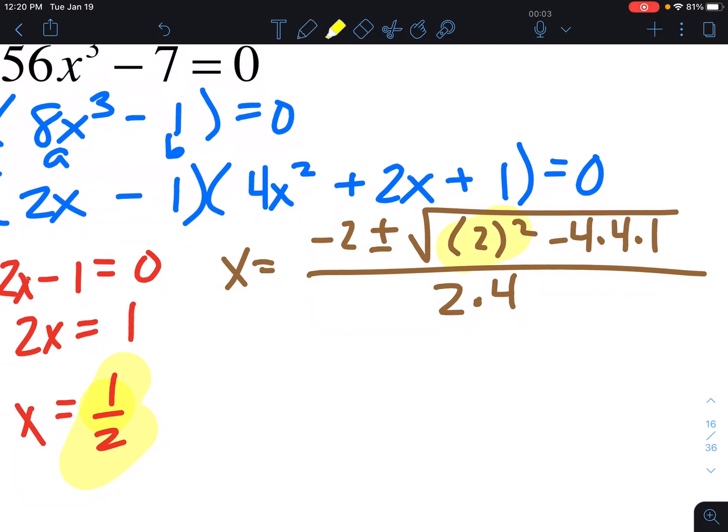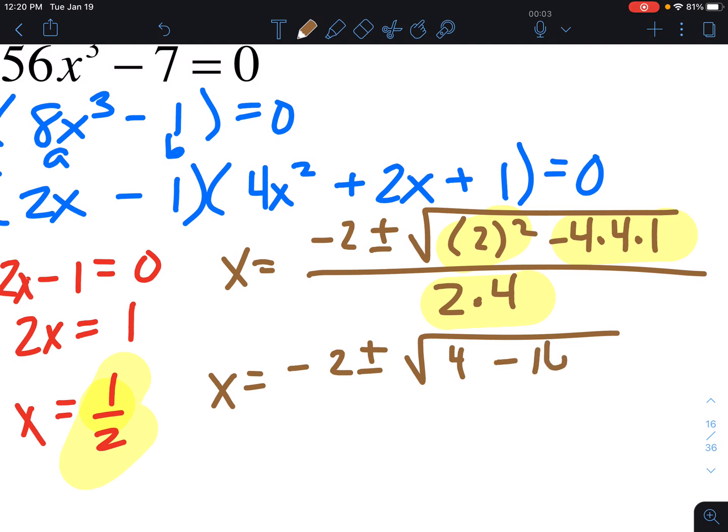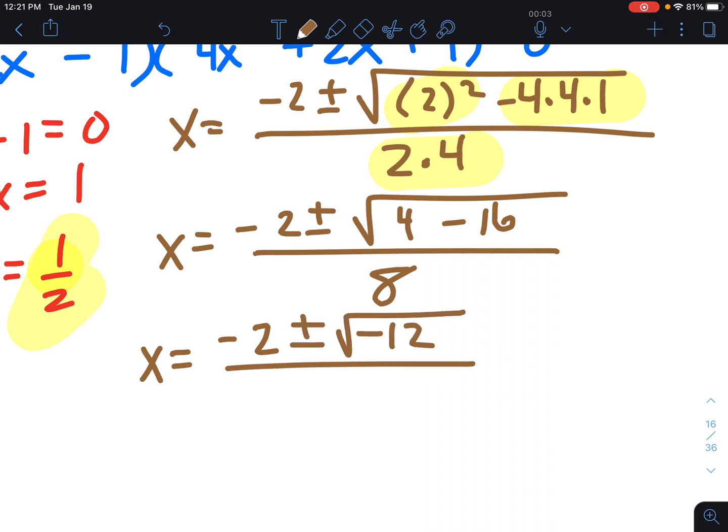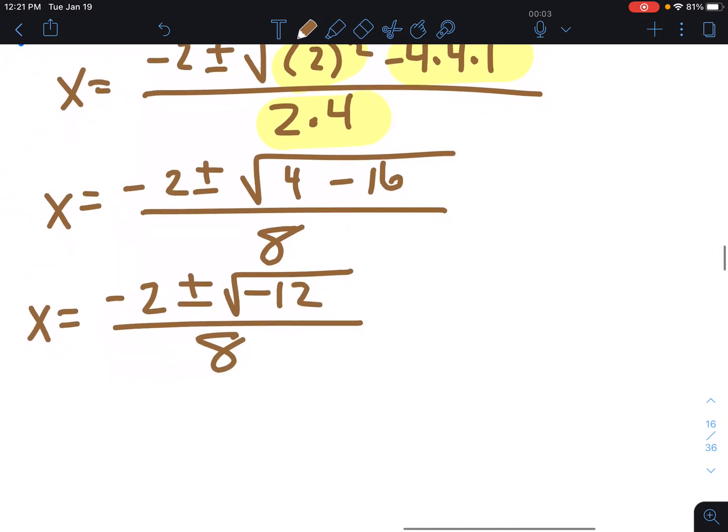So let's multiply our 1, 2, 3 times. So 2 squared will be 4. Minus 4 times 1 times 4 is 16. Divided by 2 times 4, which is 8. In the radical, clean that up. 4 minus 16 will be the square root of negative 12. All right, simplify that radical now. You should notice you have a negative inside, so an i will pull out.